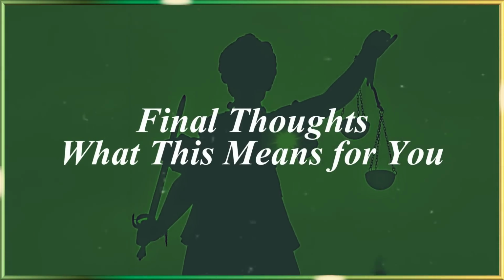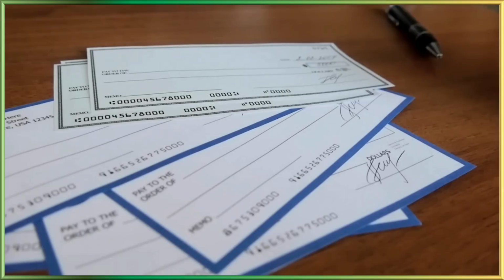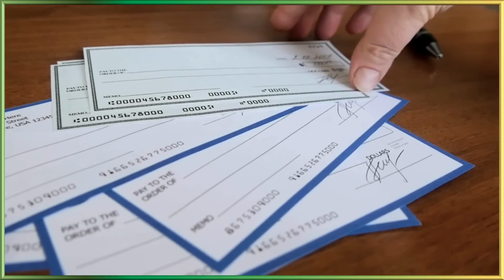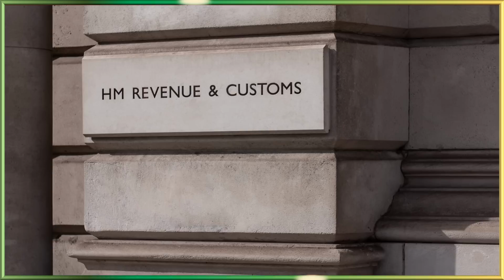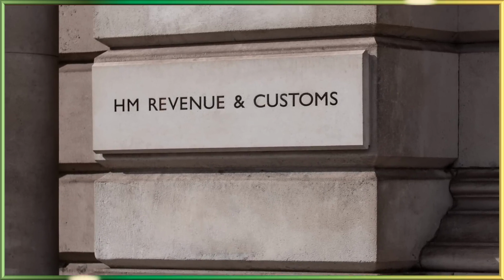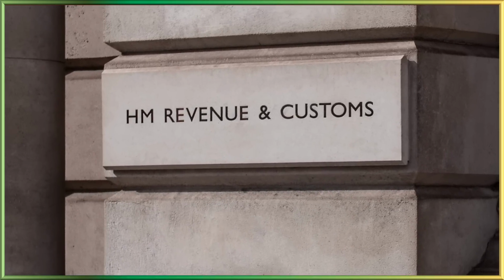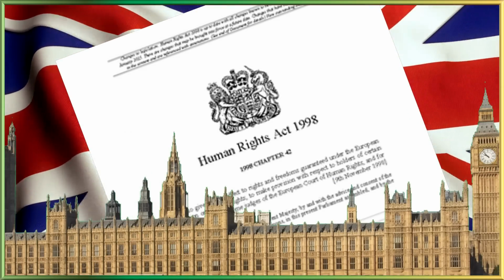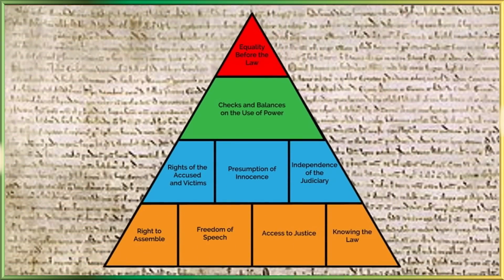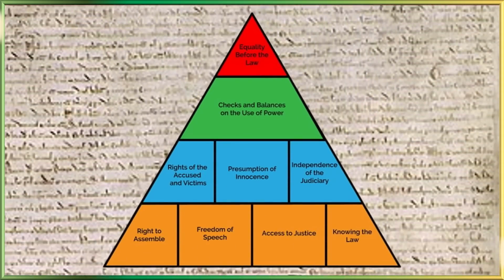Final thoughts. What this means for you. The Local Government Finance Act 1992 did not give councils a blank cheque. It gave them a duty to collect tax, not the power to bypass the Constitution or human rights law. You cannot lawfully be stripped of your income, your home, or your liberty without due process of law.